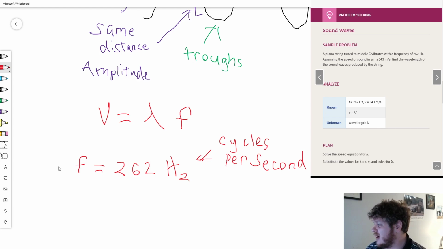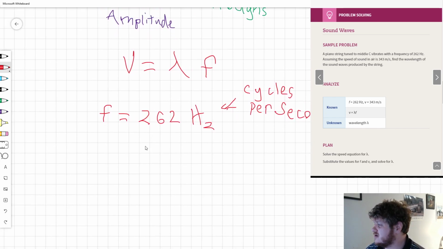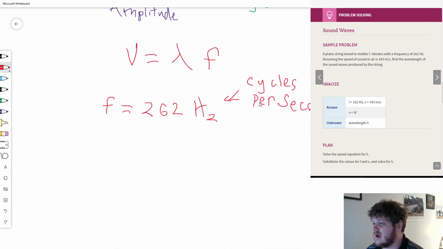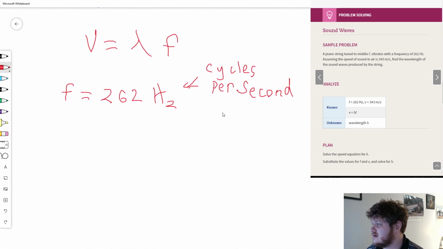So, 262 hertz. And then if we know our velocity, we can say v equals 343 meters per second. And then last but not least, what we're trying to find is our lambda. So lambda equals, we're going to use our equation. I'm a little bit ahead of us.